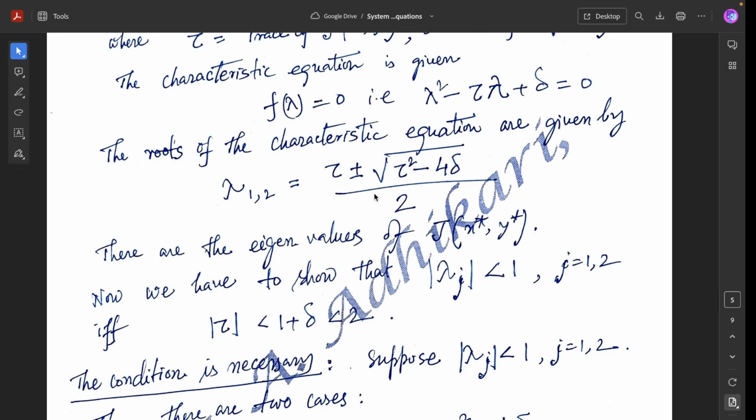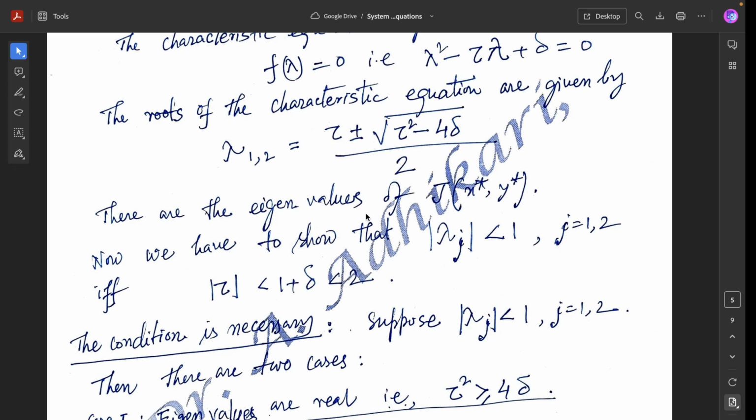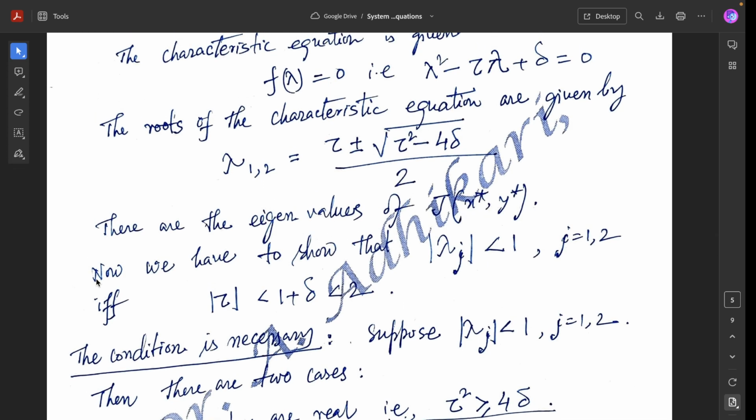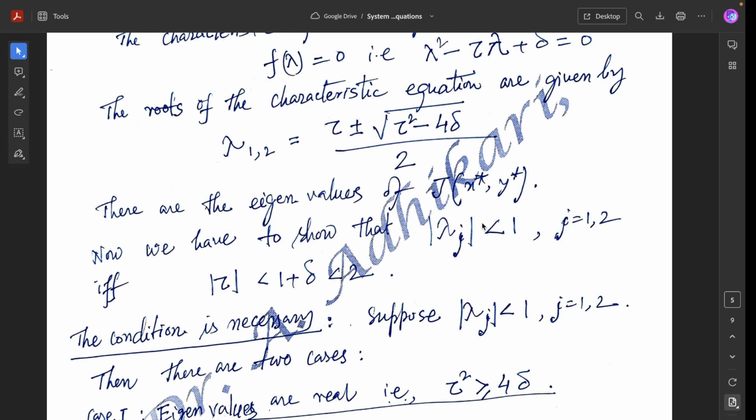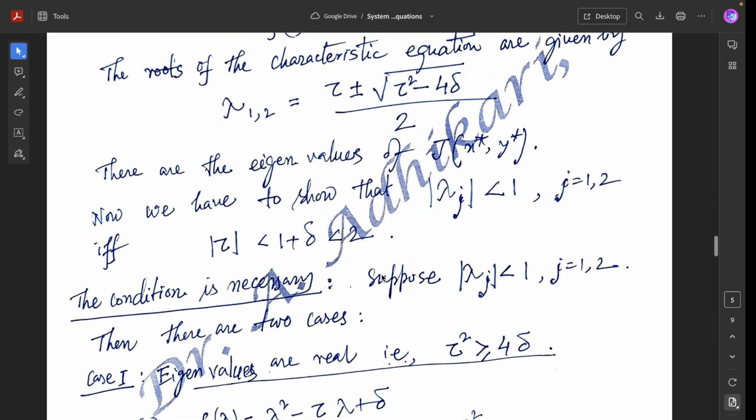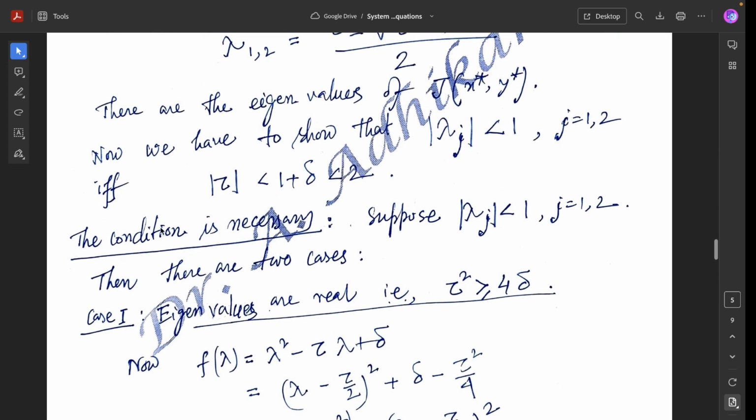Here we got this formula. And there are two eigenvalues, λ1 and λ2, of this matrix J at (x*, y*). Now we have to show that |λj| is less than 1 for j = 1, 2, if and only if |τ| < 1 + δ < 2. First, we have to prove that the condition is necessary.